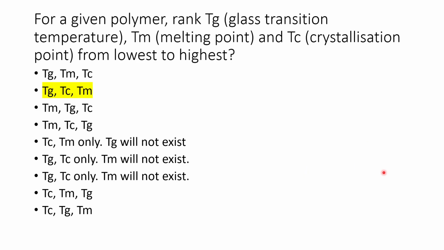So going back to the question, what comes first is the glass transition temperature, where if there is any amorphousness in the polymer, it becomes viscous and rubbery, then the crystallization temperature, where it becomes ordered and becomes crystalline, and eventually the melting point where all of this crystallinity disappears.